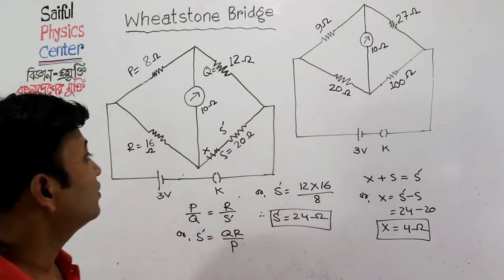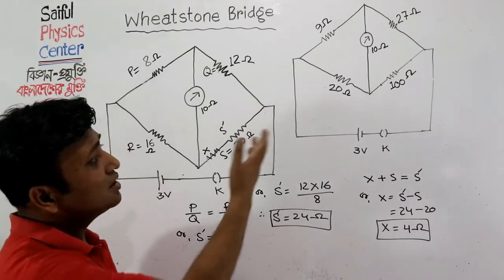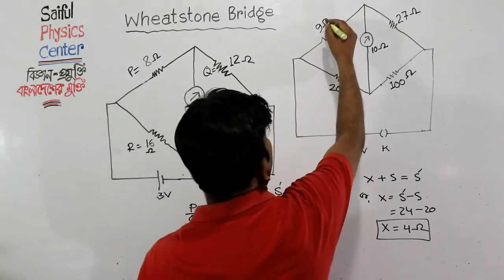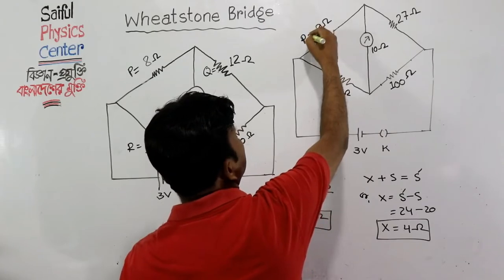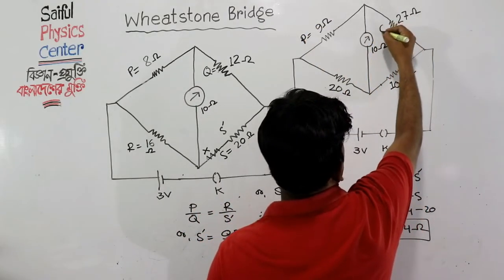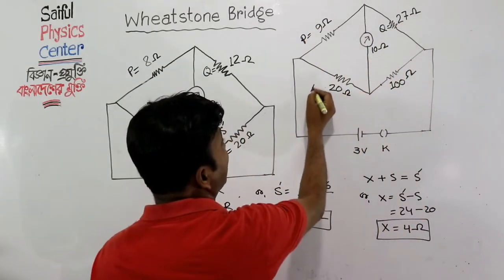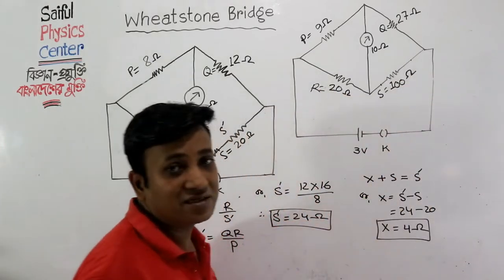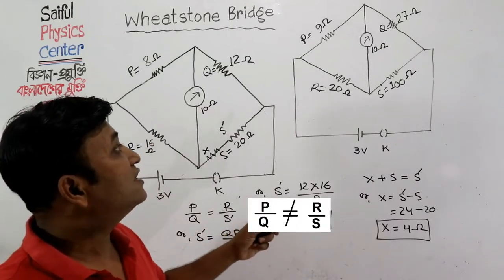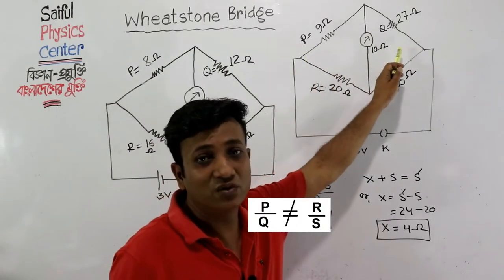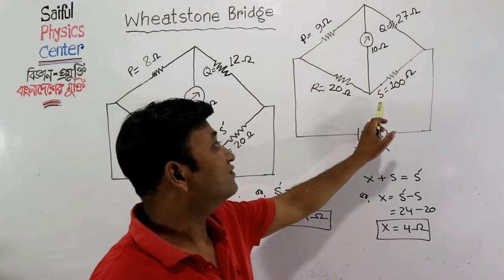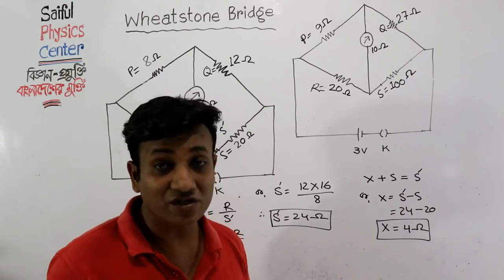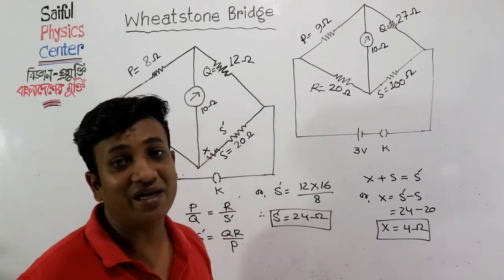Hope you got it. Now the second circuit. Here we again consider 9 ohms as P, 27 ohms as Q, 20 ohms as R and 100 ohms as S. Again in this case if we take the ratio of P and Q and also the ratio of R and S, their ratios will not be the same. It also implies the bridge is not in balance.